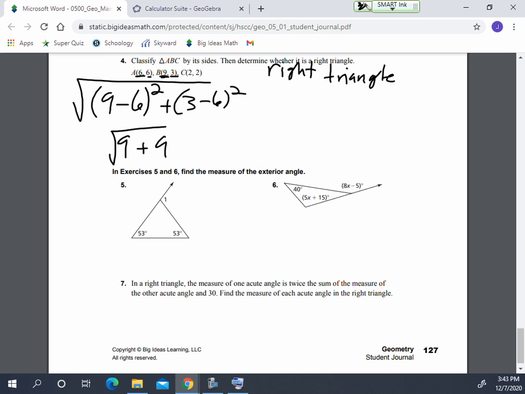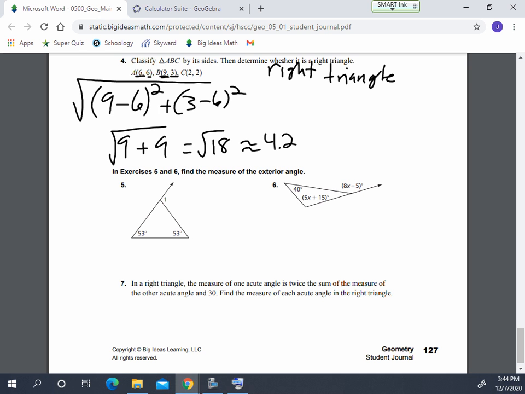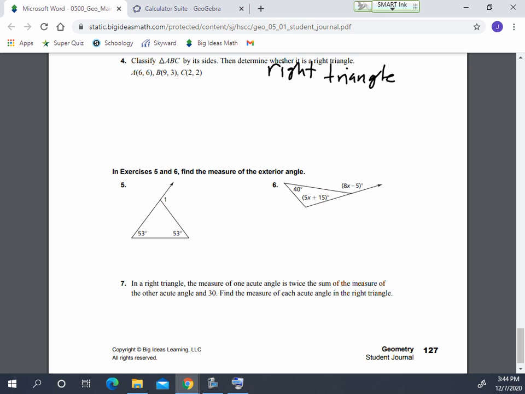The square root of 18 is about 4.2. So if I go back, from A to B is 4.2. Now let's find A to C. Okay, I'm going to do this math a little bit quicker to get through this. If you need help on the distance formula, you can always ask.